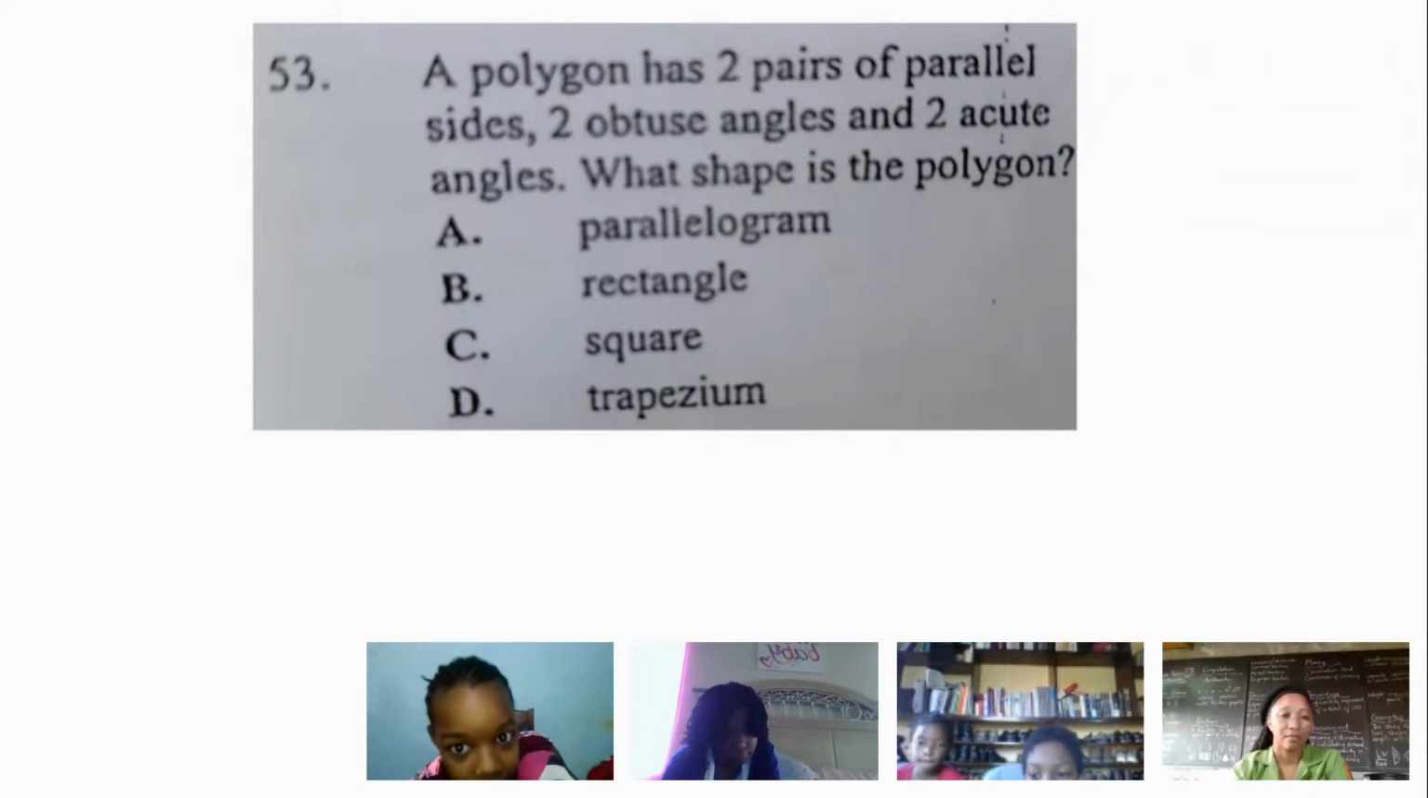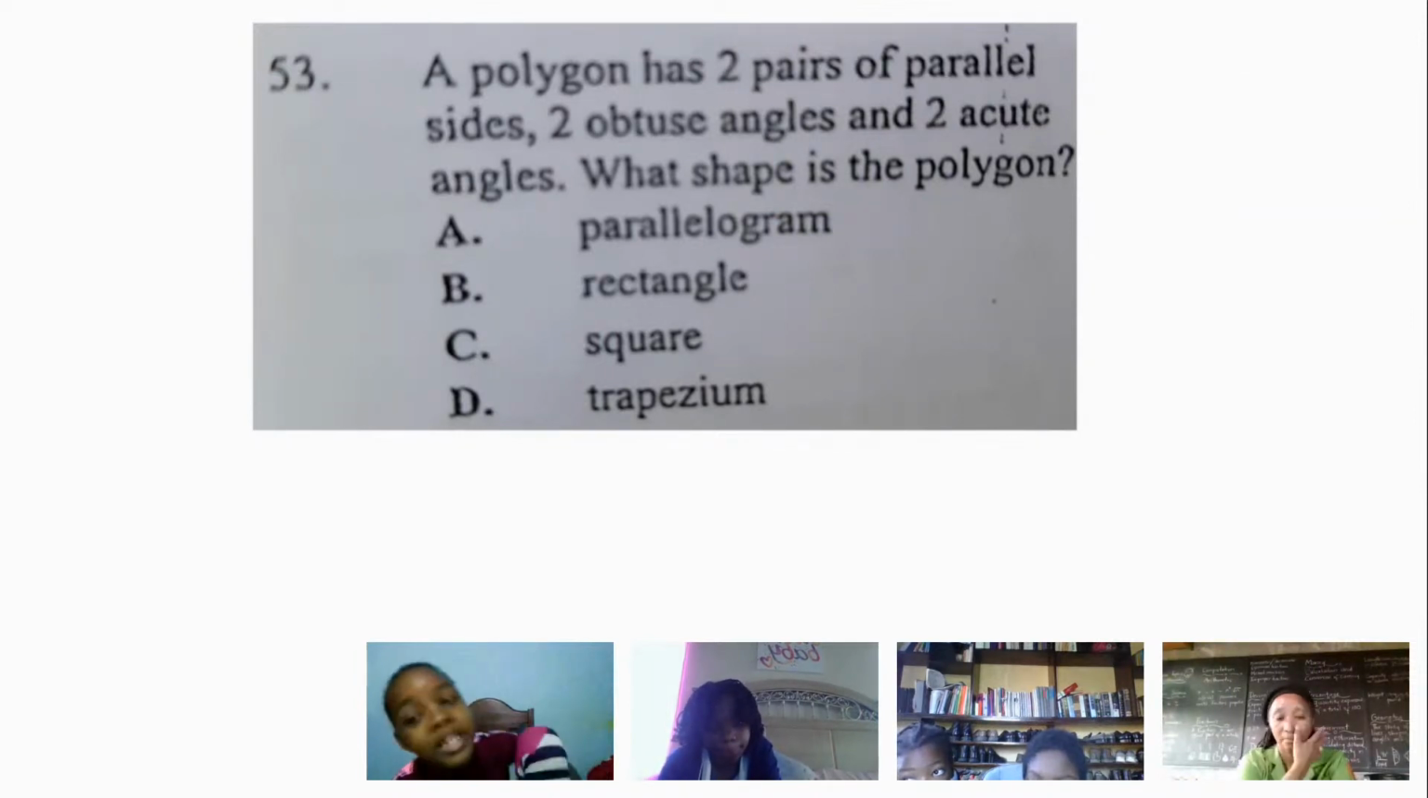A. Parallelogram. B. Rectangle. C. Square. D. Trapezium. Miss, I read it a second time because I realized that the first time I read it, I didn't read the options. Okay, so what do you choose?